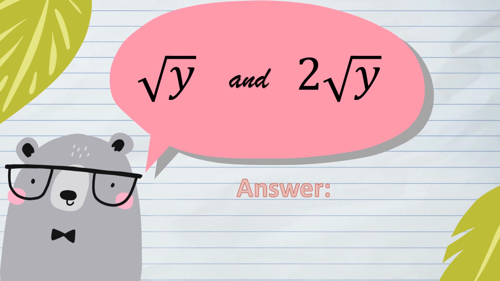Next, we have square root of y and 2 square root of y. Take a look first at the index. They are both 2, right? Again, as I have mentioned, if there's no written index in the upper portion of our radical sign, automatically our index would be 2. And then take a look at our radicand. They are both y. So that means they are considered similar radicals.